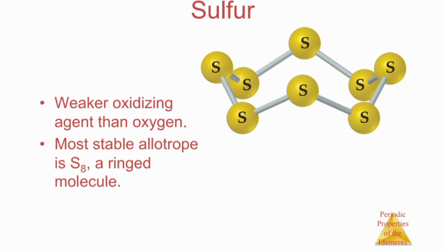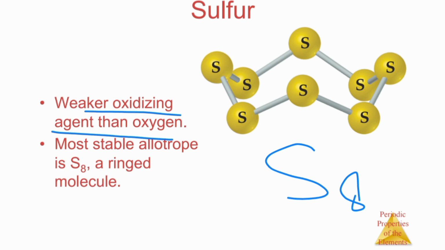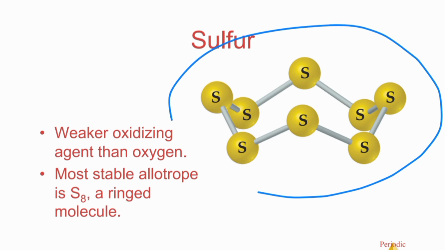Sulfur forms the S8 molecule, a weaker oxidizing agent than oxygen. The most stable allotrope is the S8 ring molecule. This is the most stable one.